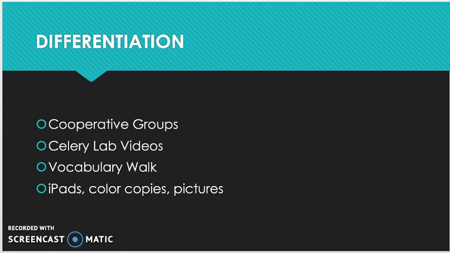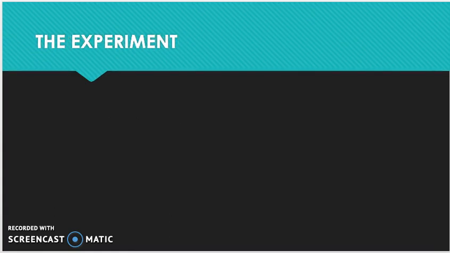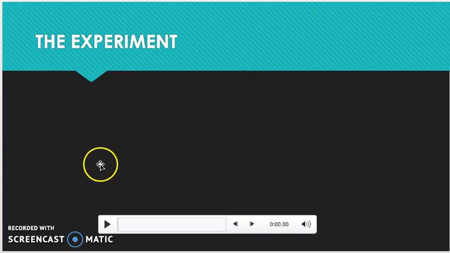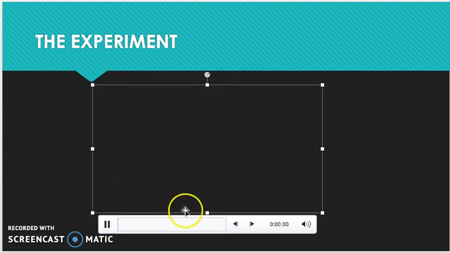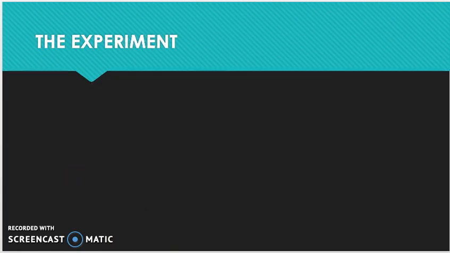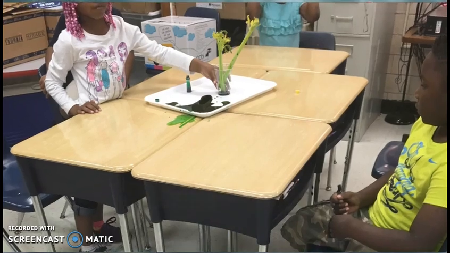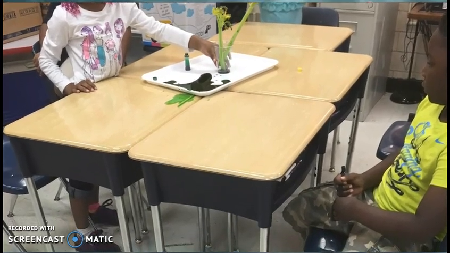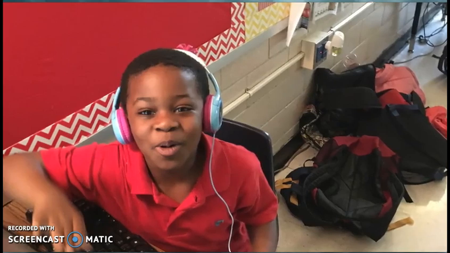Now we're going to get into the actual experiment. So these are pictures of the actual experiment. Of course, there was the group that made a mess.